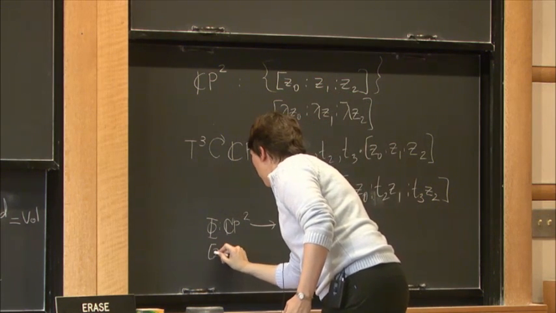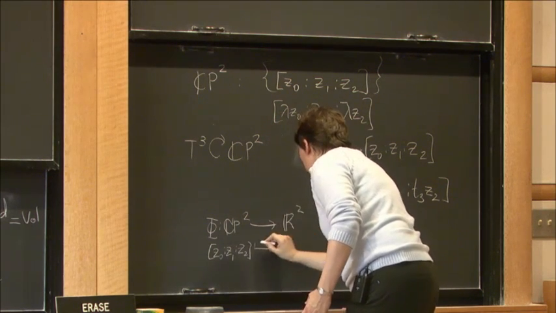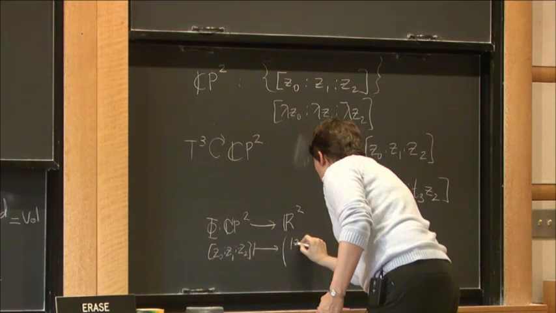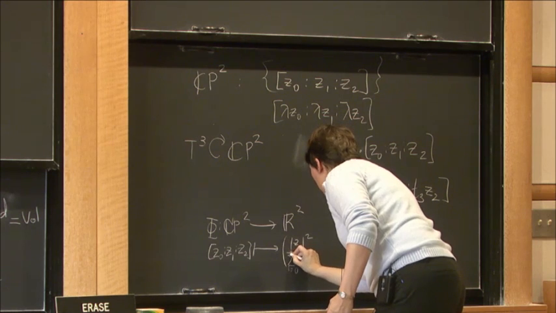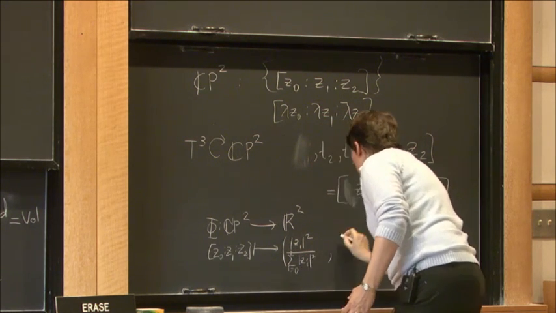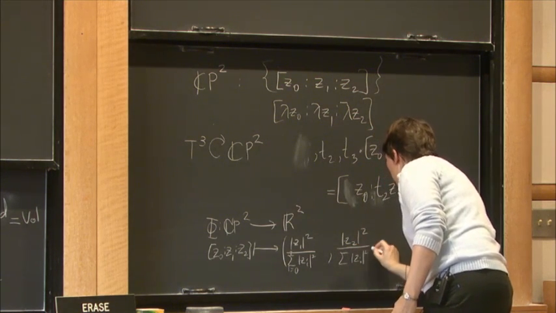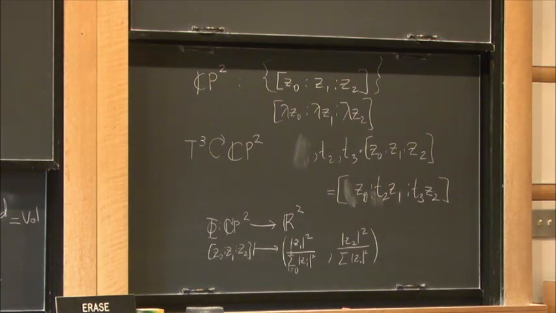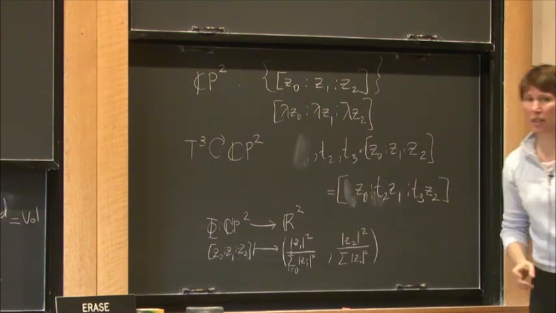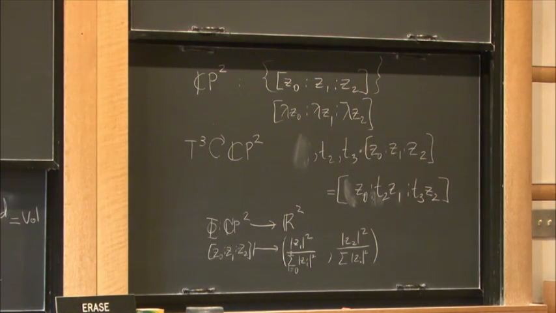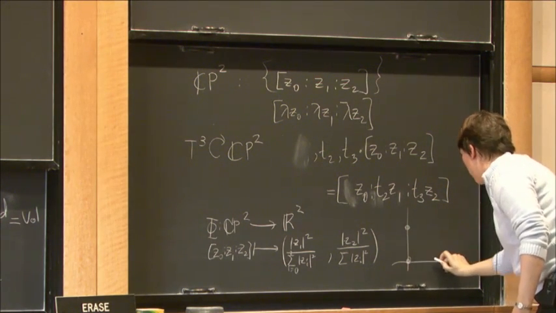Is going to send Z0, Z1, Z2 to... and it better be a homogeneous function in order to be well defined. And what it's going to send it to is Z1 squared divided by the sum of all of them squared, Z2 squared divided by the sum of all of them squared. And the image of that is the convex hull of 0, 0, 1, 0, 1, 1.